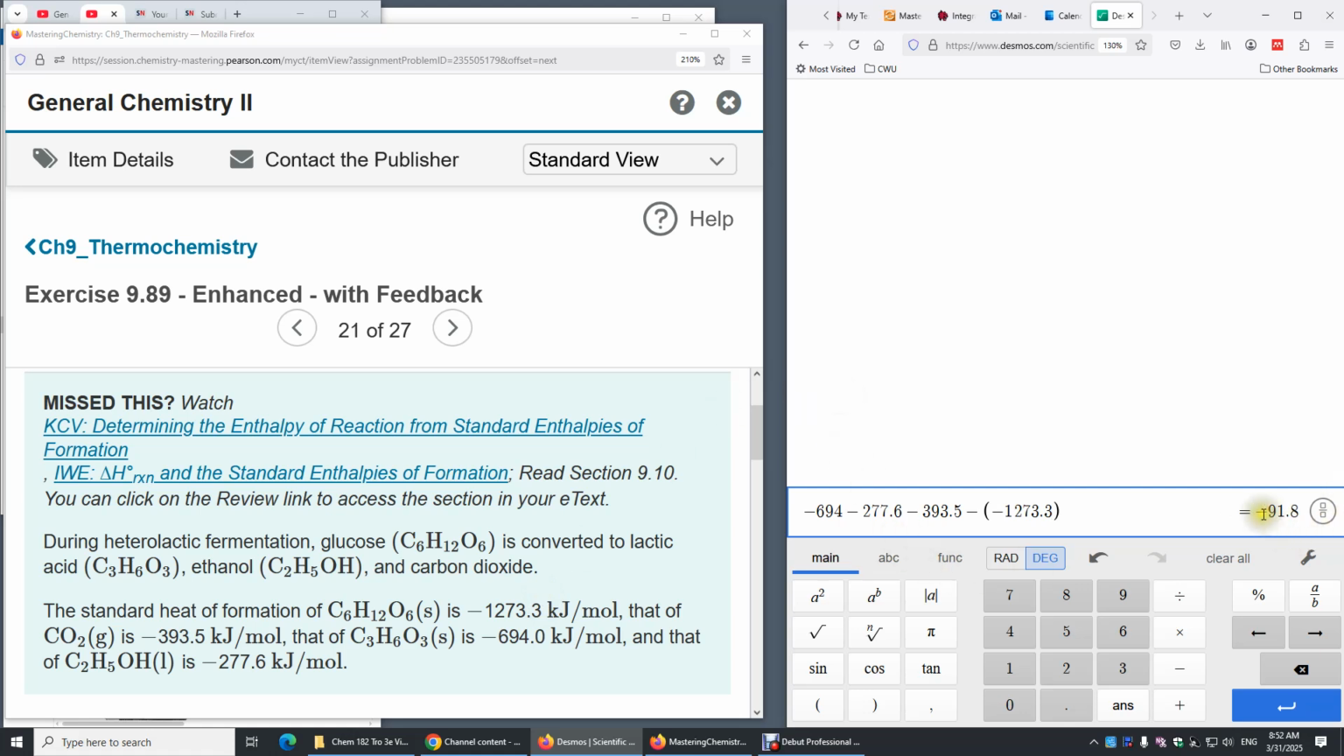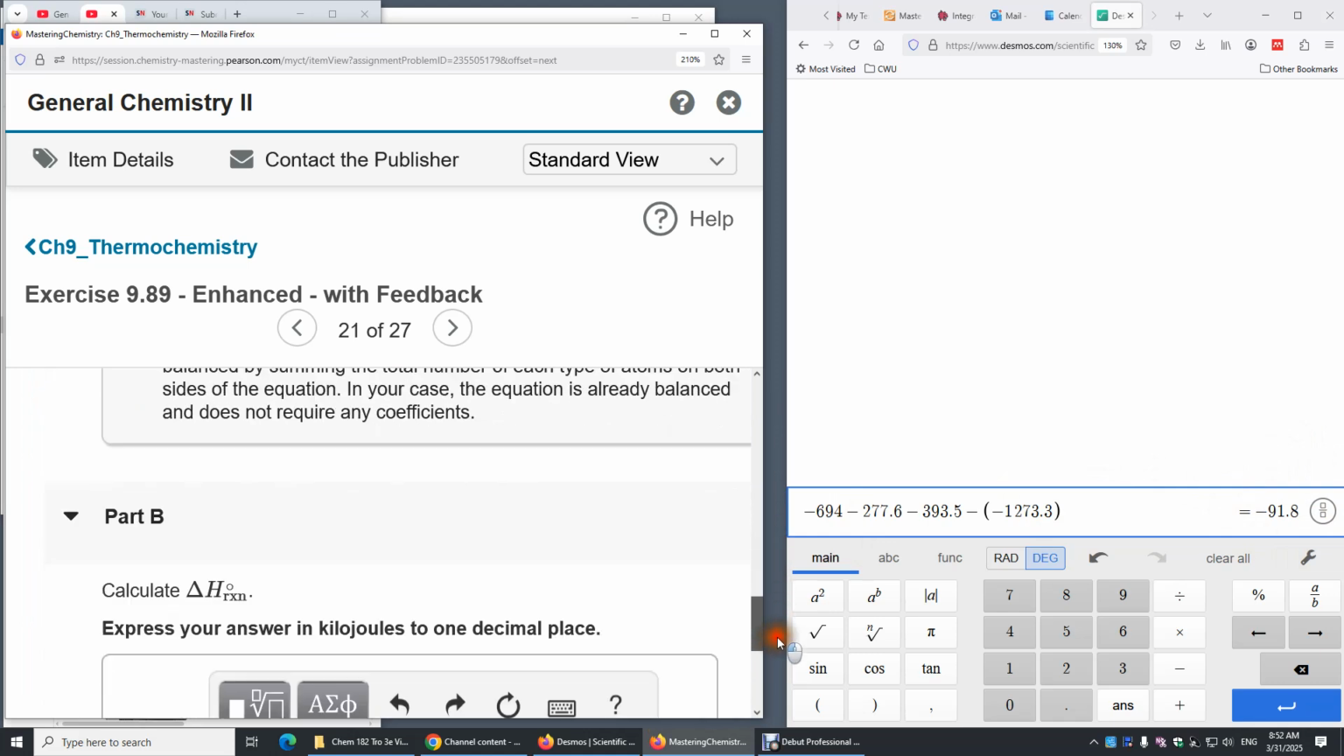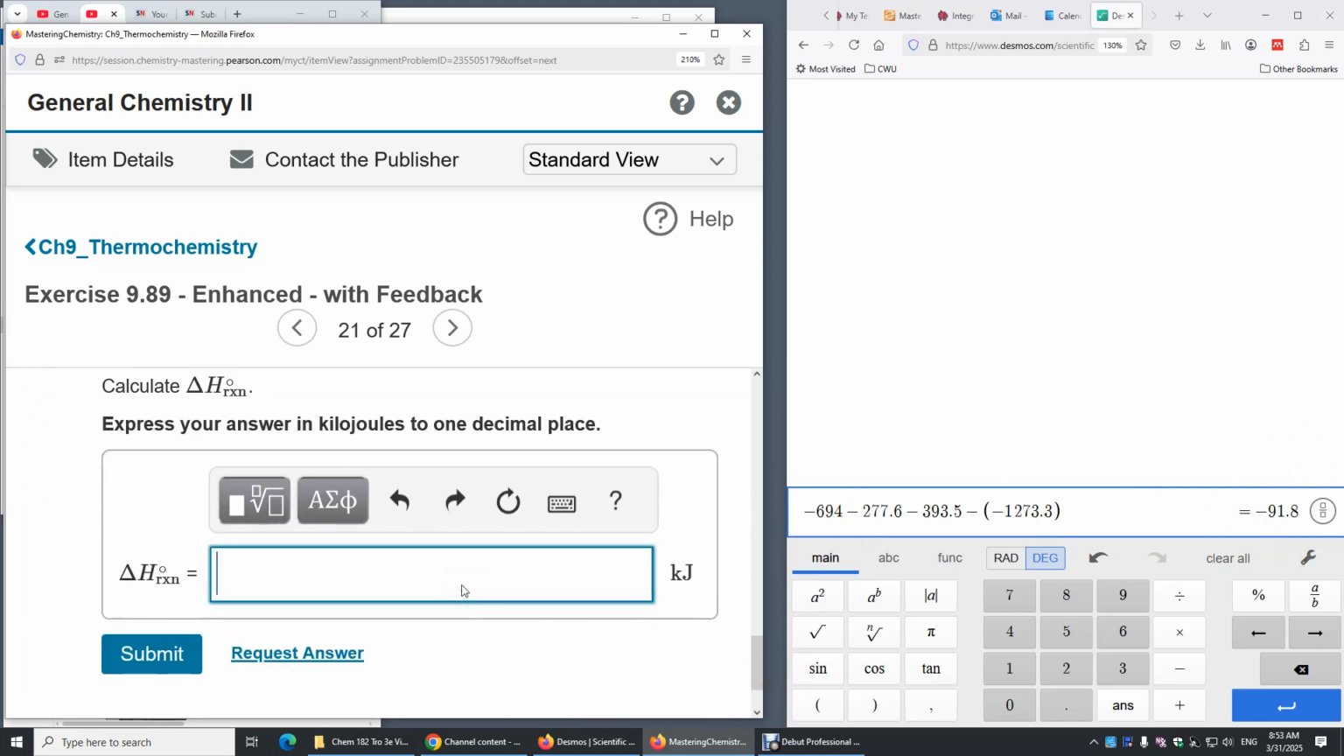Alright, now the answer is negative 91.8. This reaction releases heat. So if you start from glucose and due to this heterolactic fermentation, you get lactic acid, ethanol, carbon dioxide, which is an alcoholic beverage, and then plus some heat, because heat is released with a negative enthalpy of reaction.